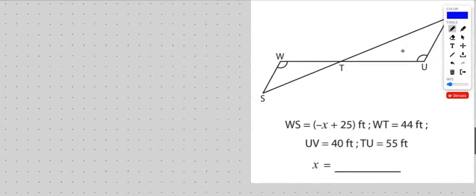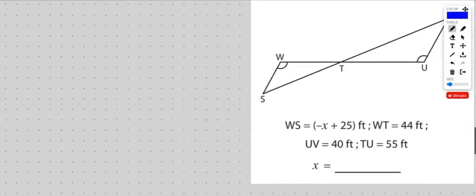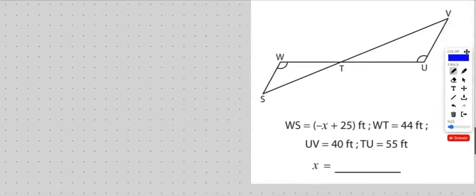All right. Next one. Ooh, we got a nice one that has like a little weirdy thing going on. Once again, we're going to mark him up. Right. W to S. I'll give you this part first. They say it's minus x plus 25. W to T, they give you 44. U to V, which is this one on the other side, they're going to make this one 40. And so then this one has to match it, which is 55.